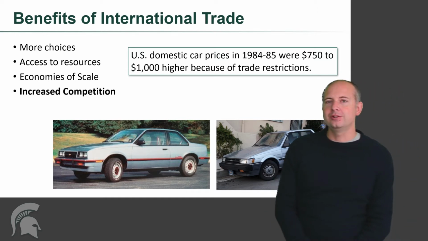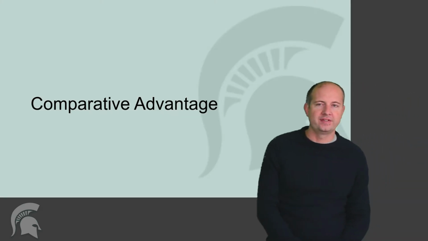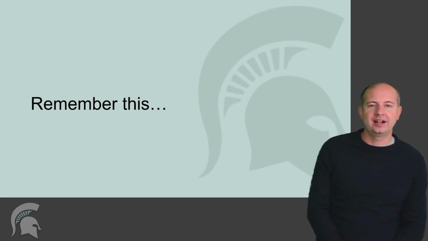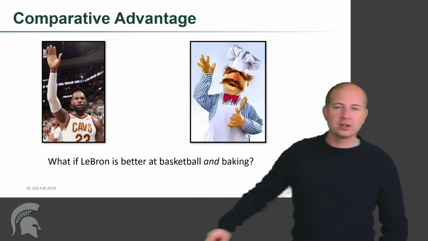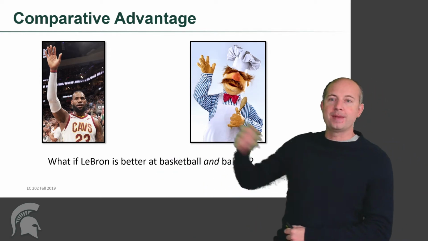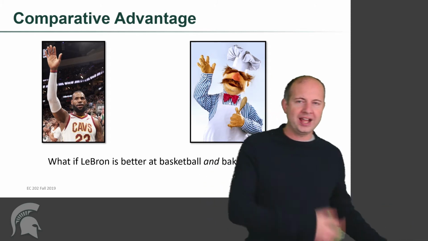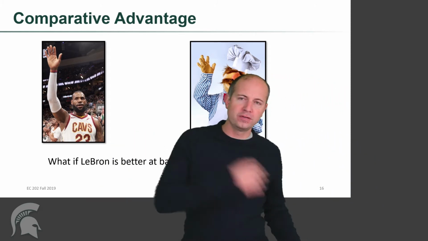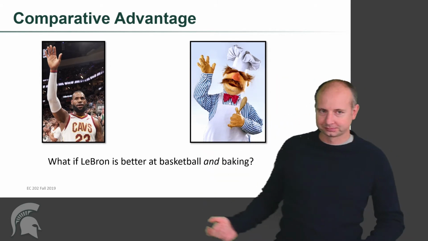Next thing we're going to do is think about something we talked about a long time ago, which is comparative advantage. So remember this? We had this idea: what if LeBron James is better at both basketball and baking? Similarly, we said, why is it that Martha Stewart doesn't do her own ironing? Why do NFL players hire movers? Why does The Rock have a stuntman?